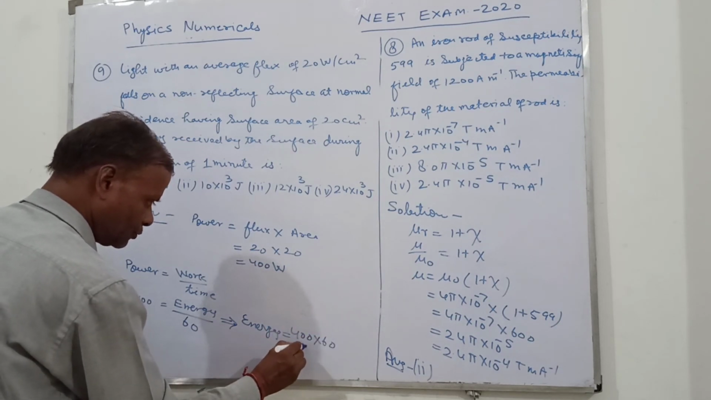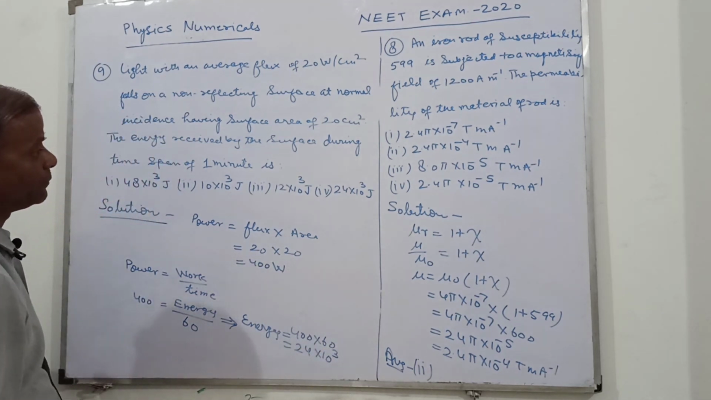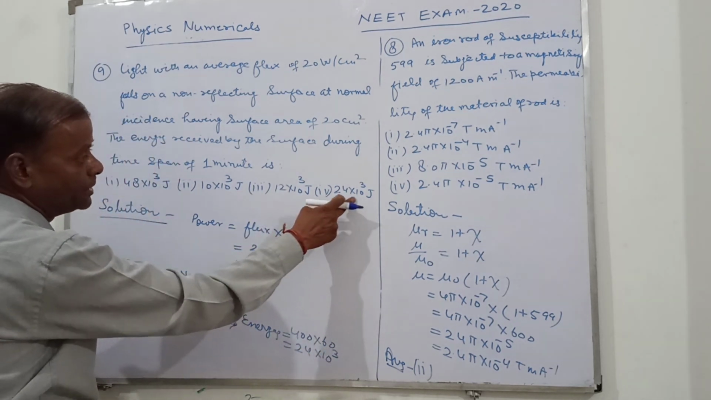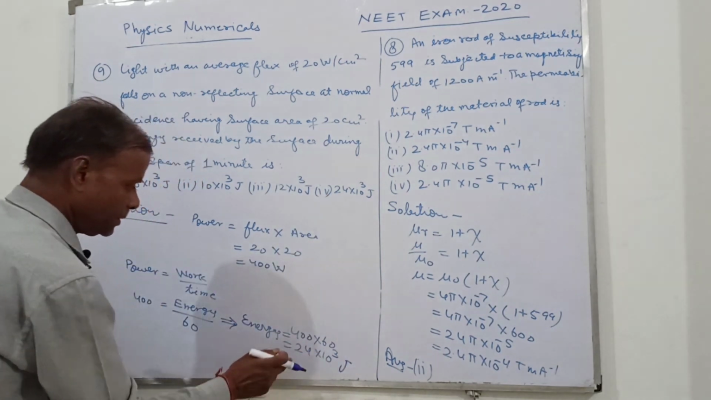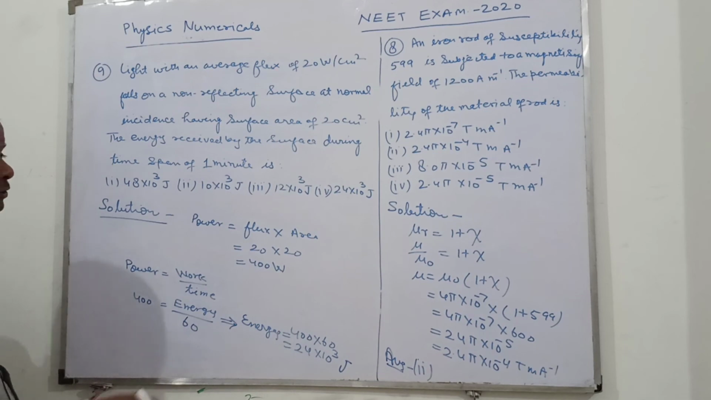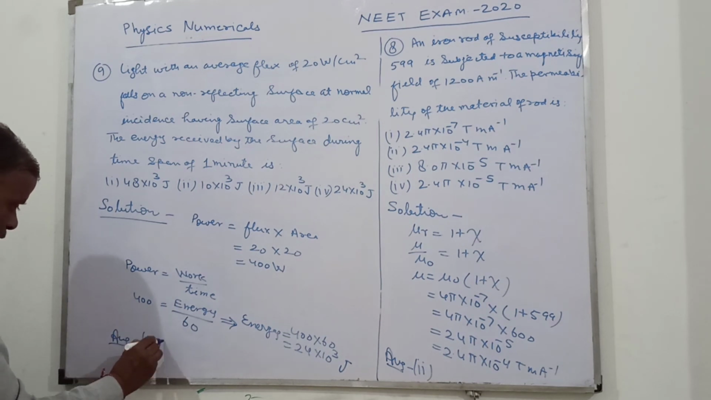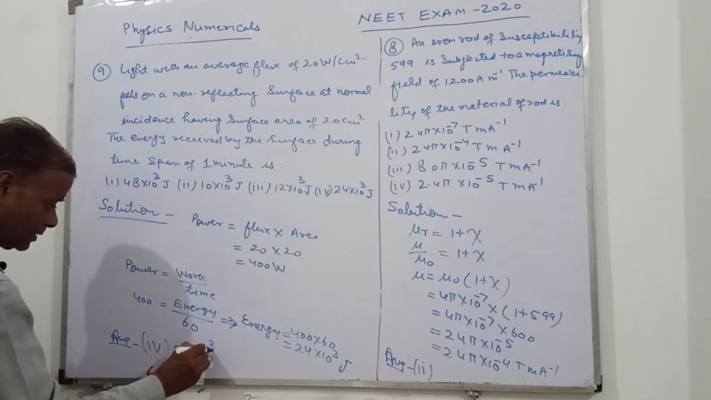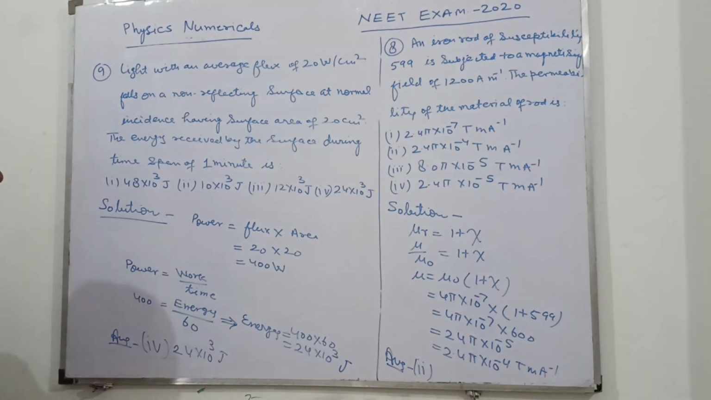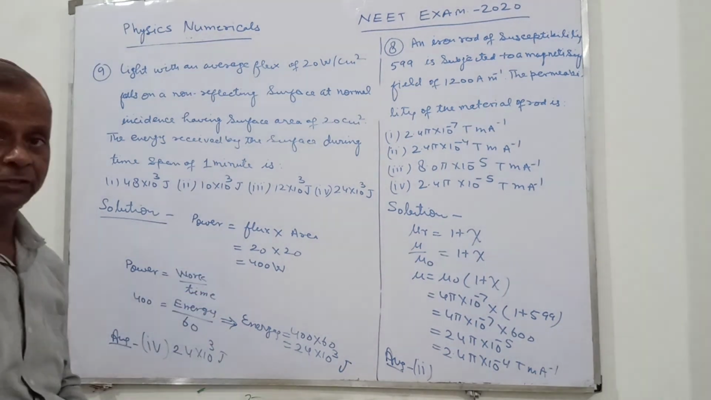So this is now 24 into 10 raised to the power 3 joule. This will be the right answer. So fourth is our correct answer: 24 into 10 raised to the power 3 joule. So what do you see? With just a little calculation using this formula, you can find the answer.